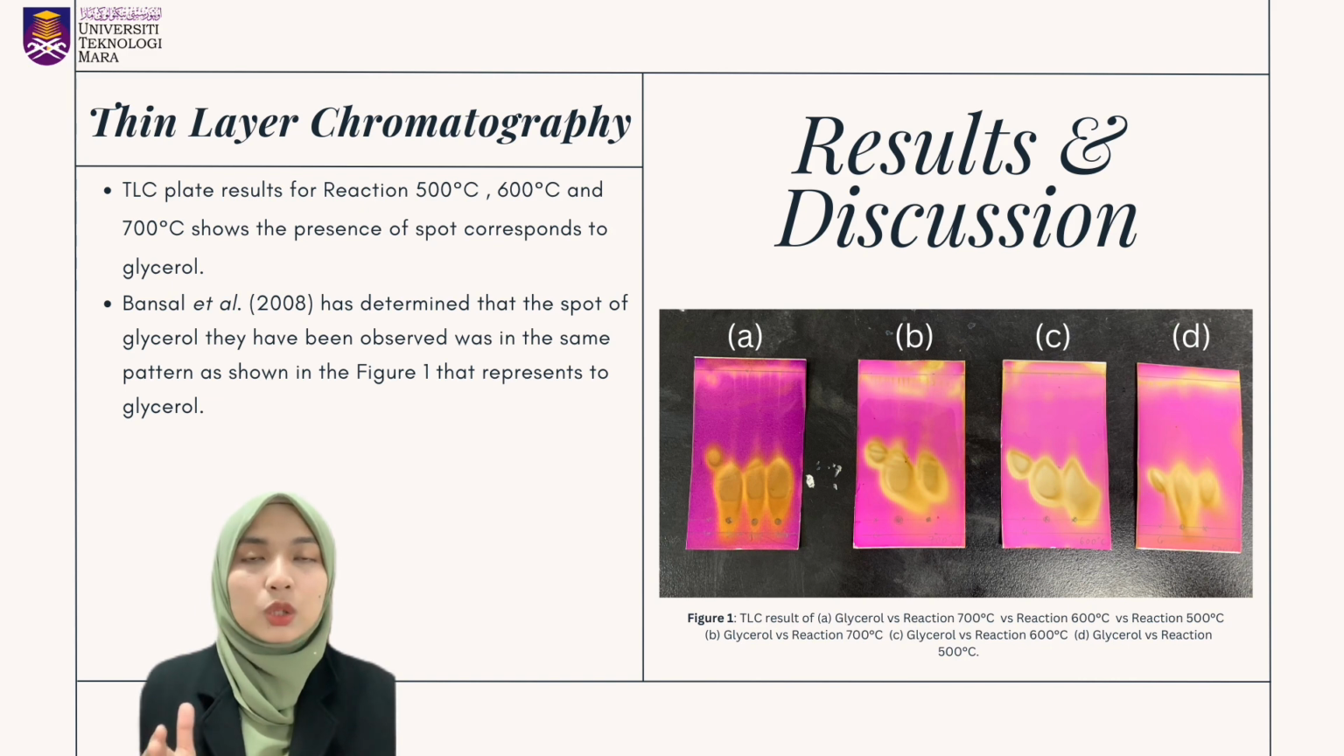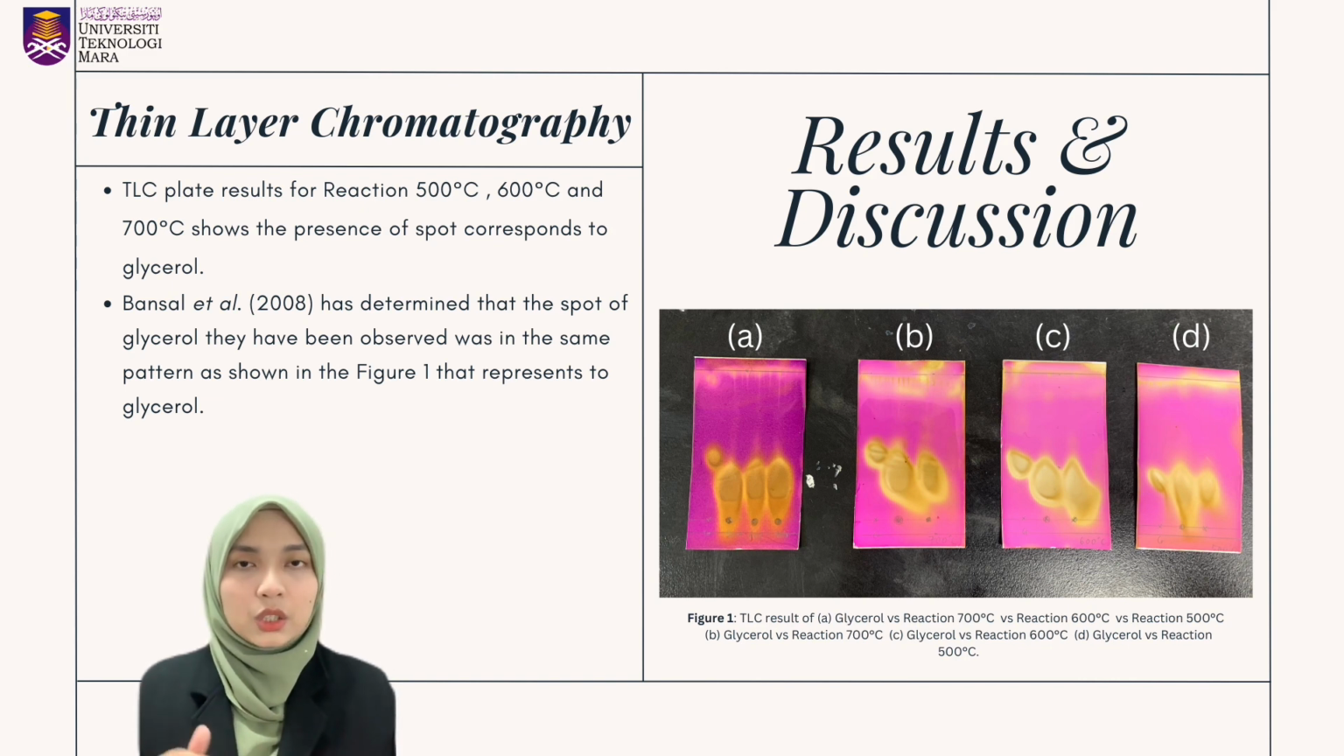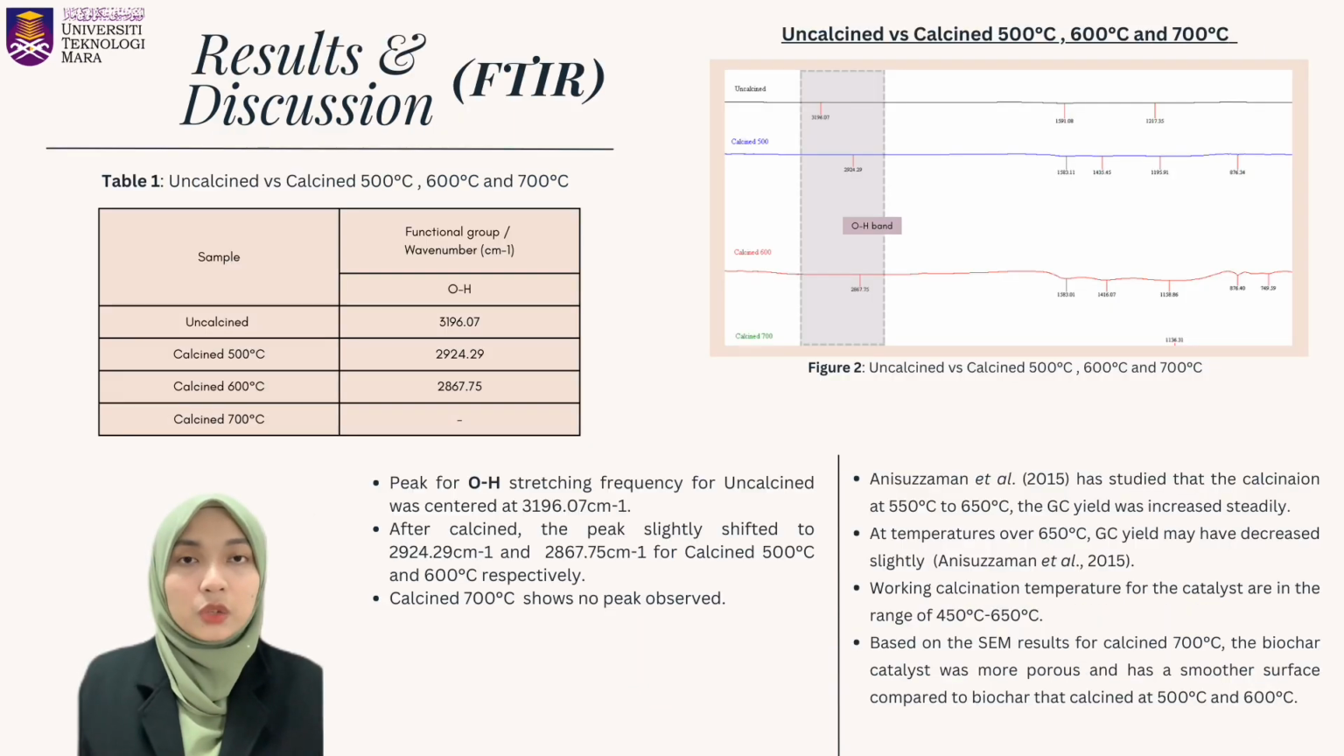First, thin layer chromatography or TLC. The comparison between the glycerol spot and the sample spot shows no difference, so the hypothesis that can be made is that the spots present on TLC plates A, B, C, and D correspond to glycerol. According to Bansal et al. 2008, the spot of glycerol they observed was in the same pattern as shown in figure 1, which represents glycerol. Next is results and discussion of FTIR.